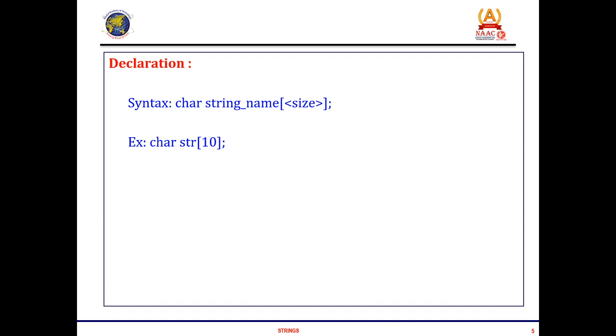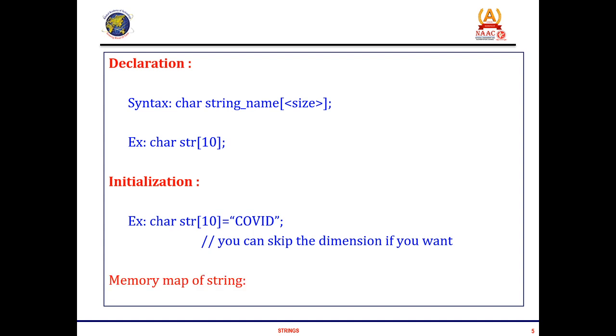We have also seen in arrays that during the declaration time, as a programmer, you can also initialize the elements of an array. If we can do that for integer and float data types, C allows you to do that even for the character data type. Have a look at the example in front of you. I have char str of 10 equal to "COVID". The only thing is, when you are trying to initialize the character array, you have to ensure that all the characters are enclosed within a pair of opening and closing double quotes.